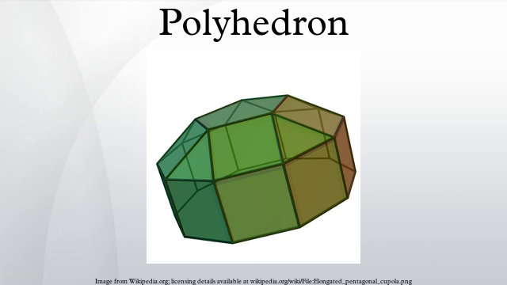Polyhedra in nature. For natural occurrences of regular polyhedra, see regular polyhedron, regular polyhedra in nature. Irregular polyhedra appear in nature as crystals.